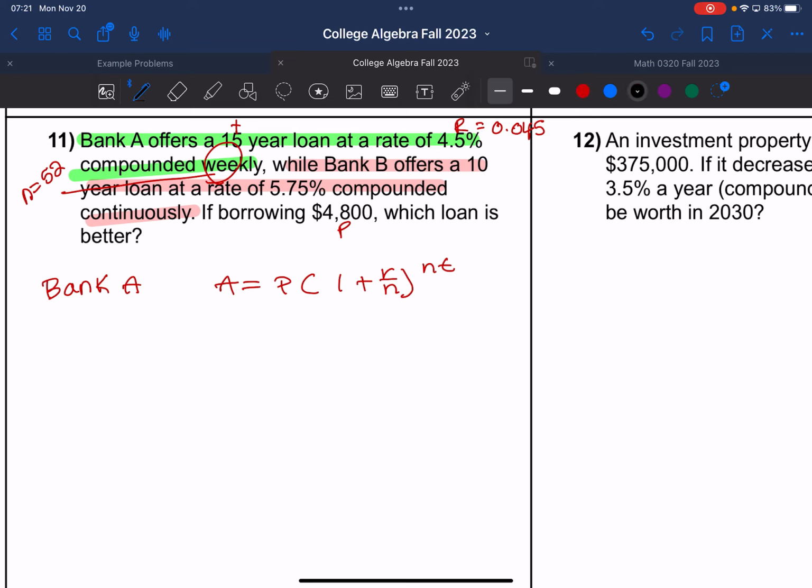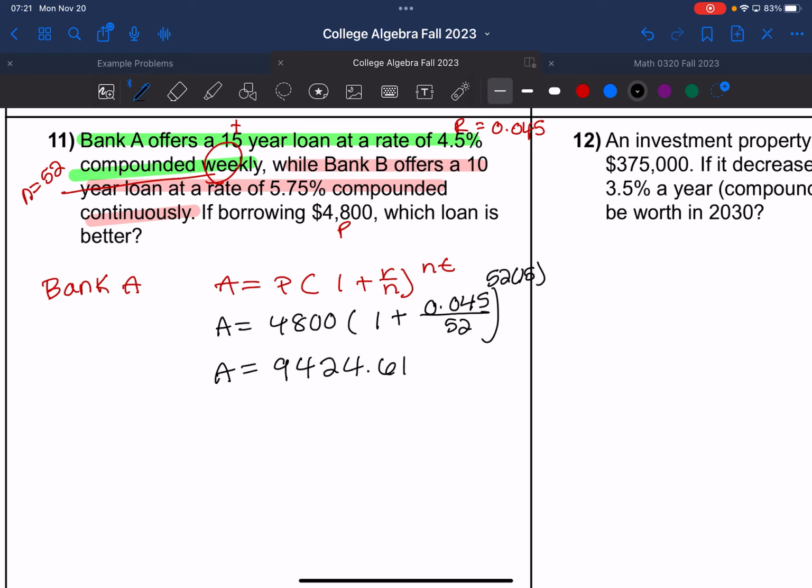Okay, so I labeled everything for Bank A. I'm going to go ahead and plug everything in. So A is equal to 4,800 times 1 plus 0.045 over 52 to the power of 52 times 15. When I plug that into my calculator, I get 9,424.61.